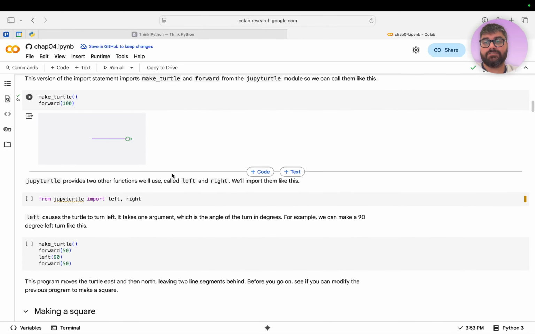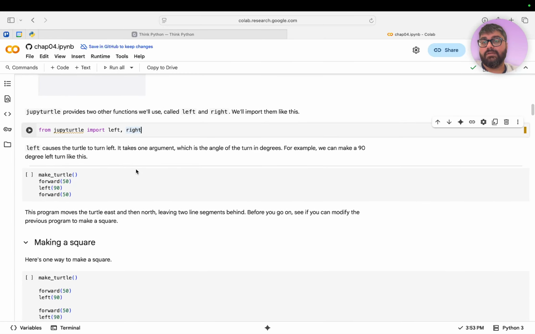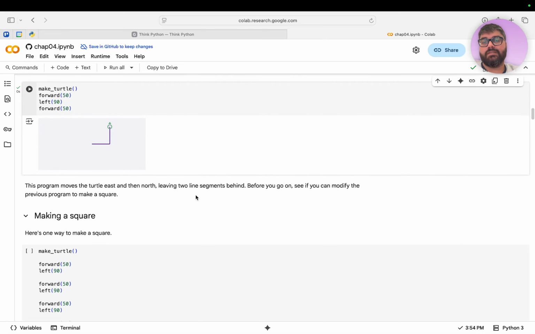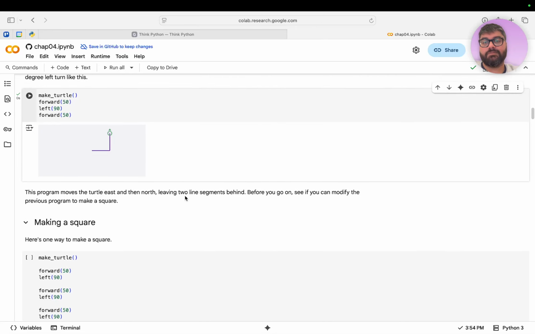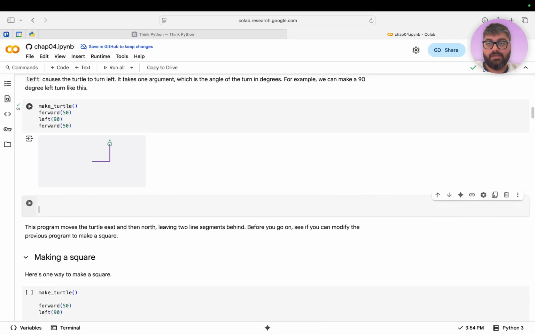Jupyturtle provides two other functions we'll use called left and right. We'll import them like this. Okay, what do left and right do? So forward 50, left 90, forward 50. Okay, so that's just the left is like 90 degrees. The program makes the turtle move east and then north, leaving 2 line segments behind. Before you go on, see if you can modify the previous program to make a square.